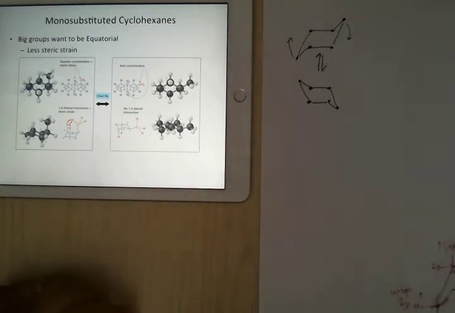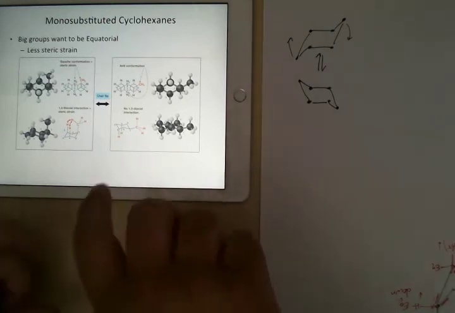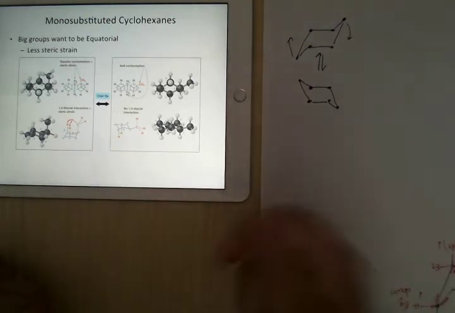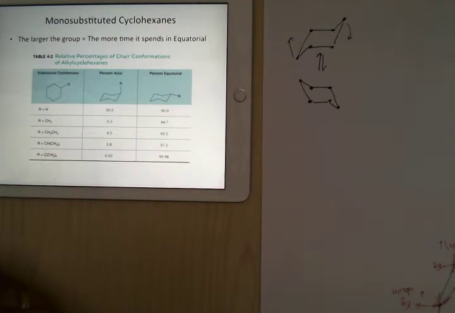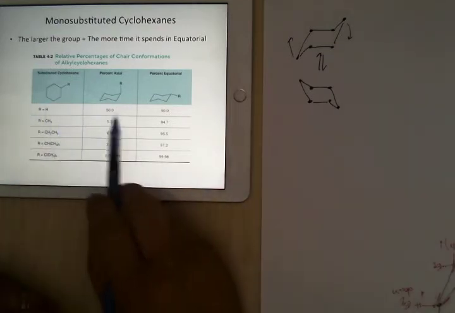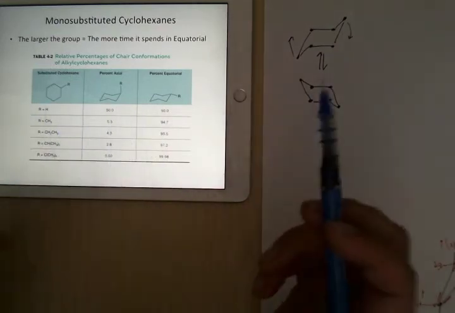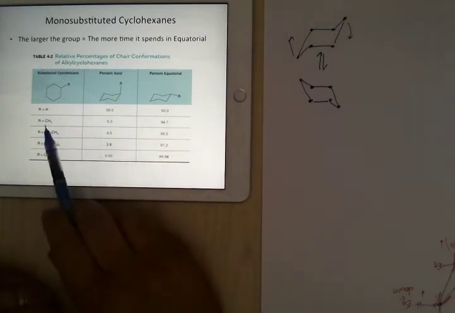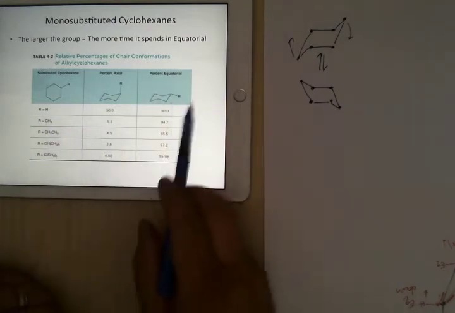So you're going to want to chair flip it so that if it's axial, you chair flip it to turn it equatorial. Okay, and so you can sort of see this here, right? Just cyclohexane, it's going to be 50-50. No problem.